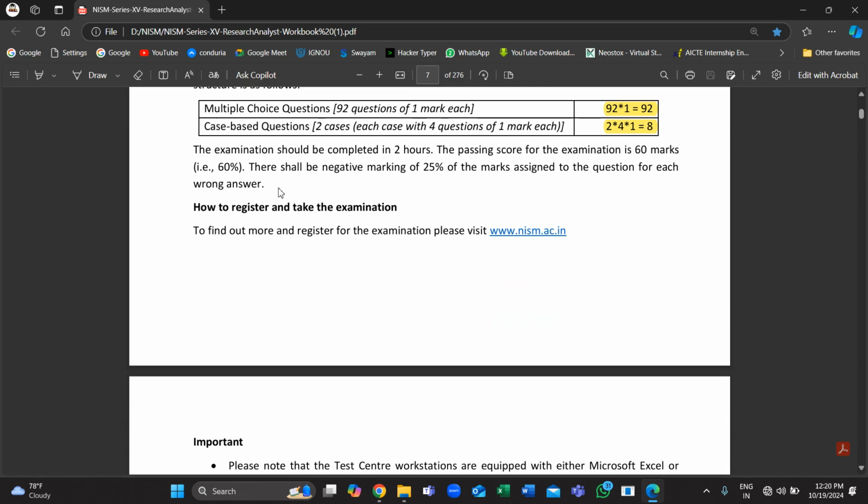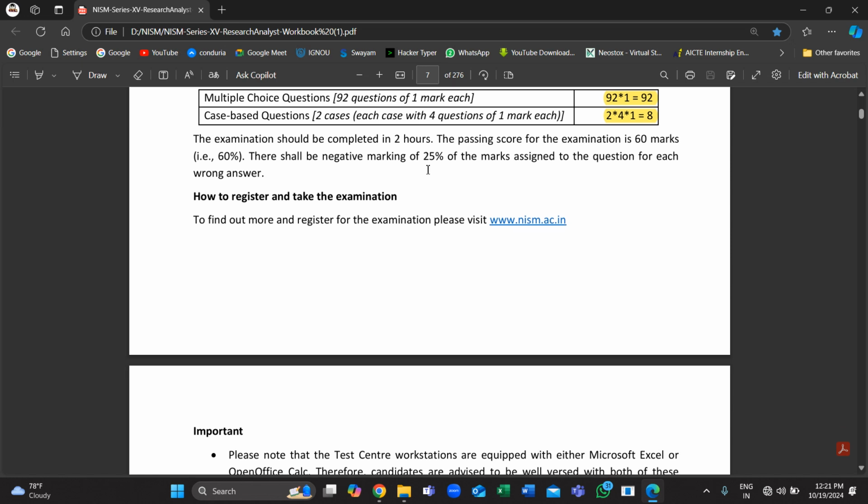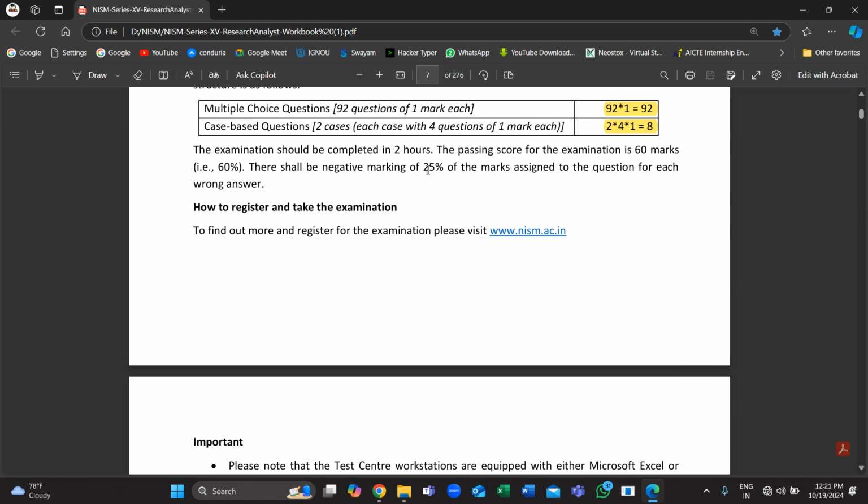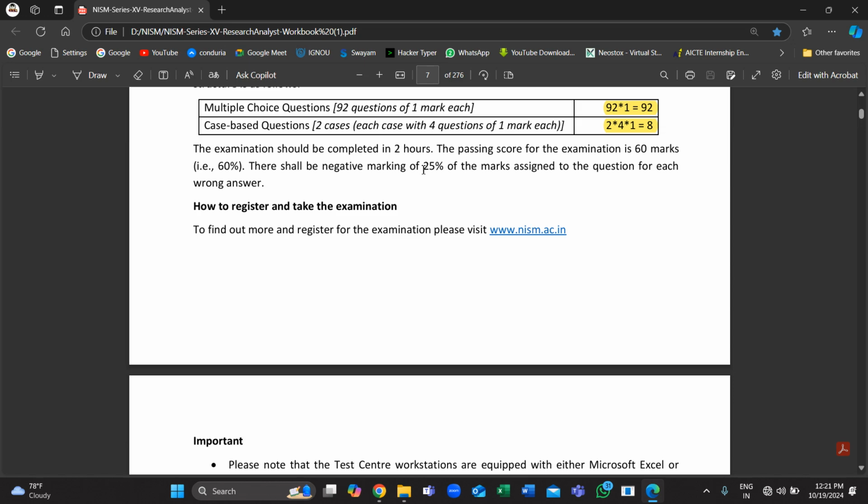In this you have to score at least 60%. There is negative marking of 25%. If you get an answer wrong, you will lose 1.25 marks. If you are right, you will gain 1 mark. So be prepared and write accurately. If you know the answer, then write it, or else you will lose 1.25 marks.